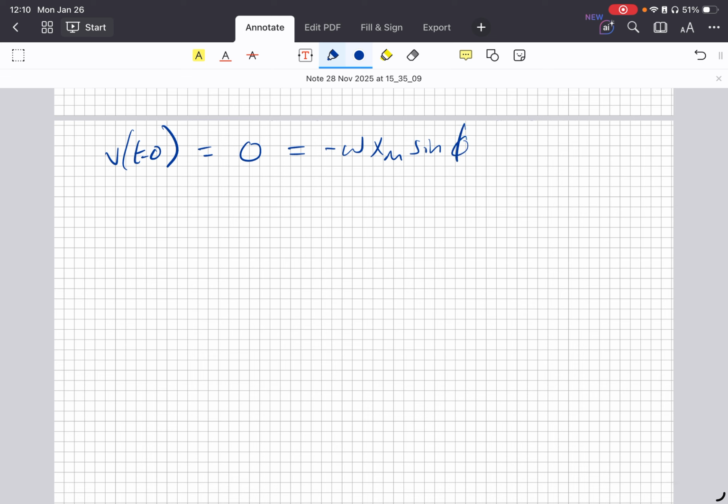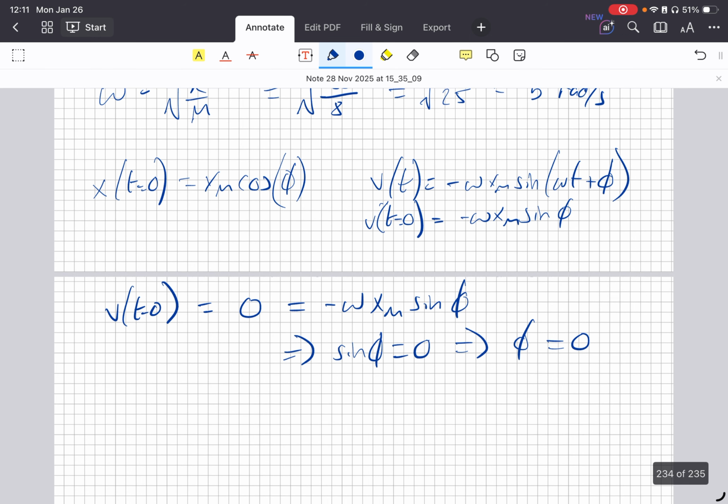And we just worked out that it's minus omega xm sine phi. This immediately tells us what the value of phi must be, because omega we know is 5, and xm is the maximum amplitude, which can't be 0 as well. So the only way for this expression to be 0 is if sine of phi is 0, which tells us that phi must be 0 as well. Okay, so we've determined one of our constants.